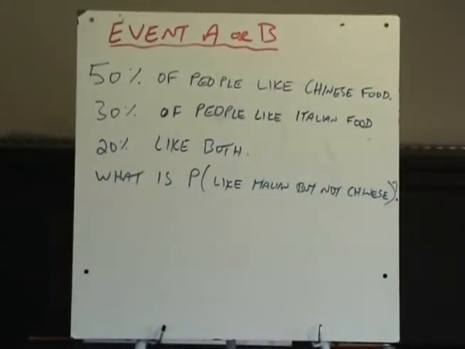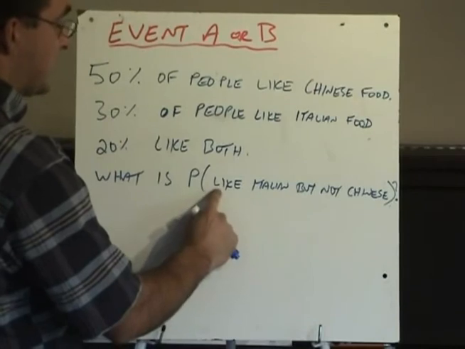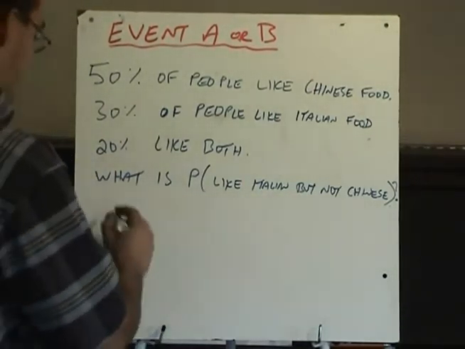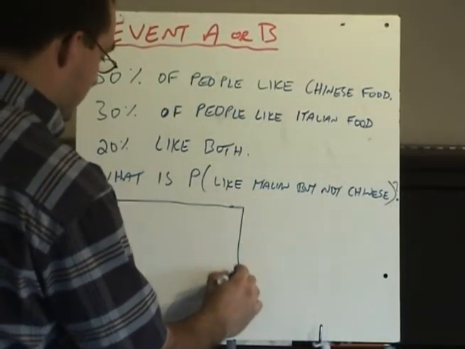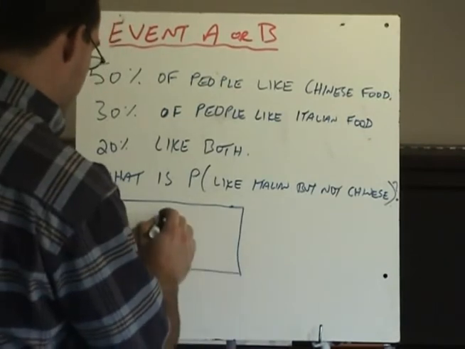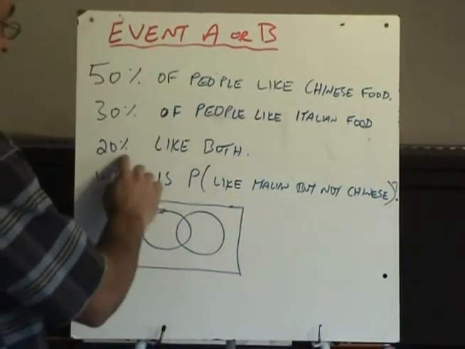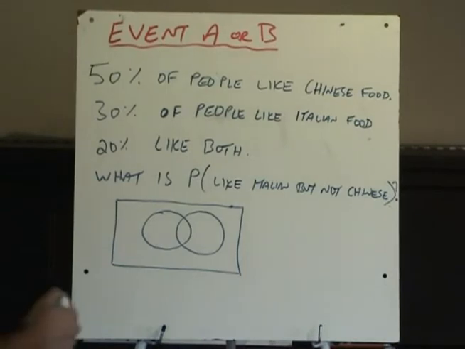50% of people like Chinese food, 30% of people like Italian food, and 20% like both. What is the probability that a randomly selected person would like Italian but not Chinese? Draw a little picture. Always helps. Okay, so there's people who are liking both, so these are going to overlap. They are not mutually exclusive.